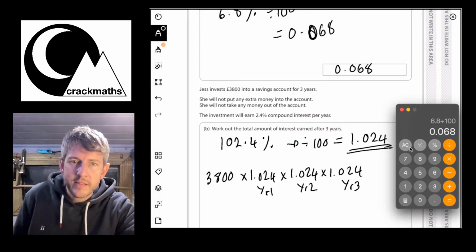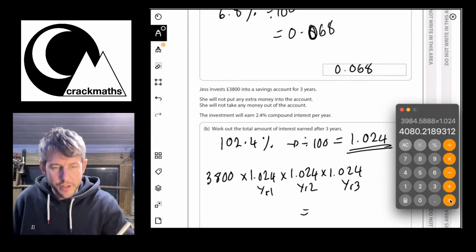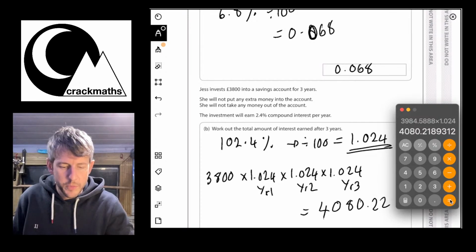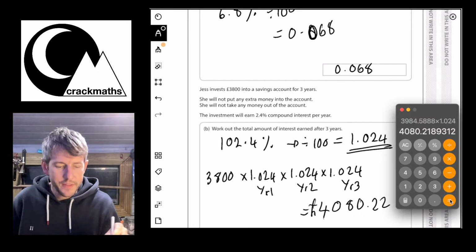Okay, so let's have a look at this. So we get 3,800 times 1.024 equals that, and then times 1.024, and then times 1.024. Hopefully I did all of that correct. And here we go. After 3 years, it will be worth £4,080 and 22 pence. We round it to the nearest pence because it's pounds and pence. So there we go. This will be the amount of money.